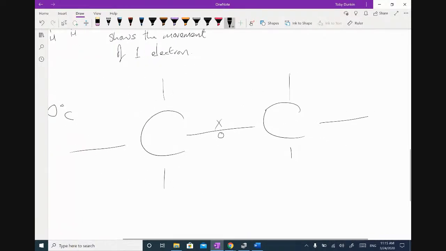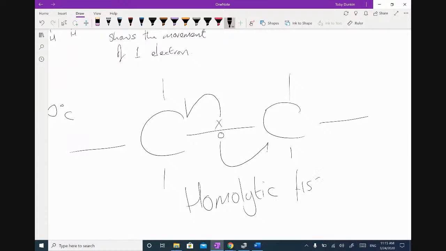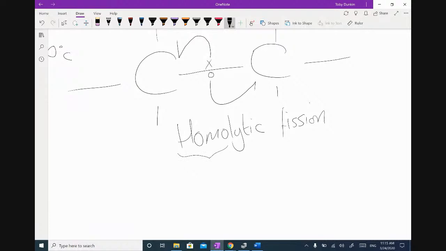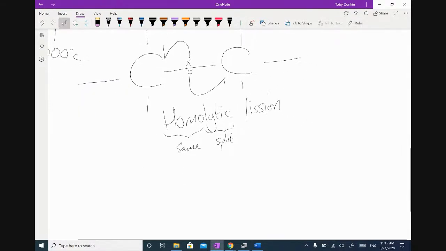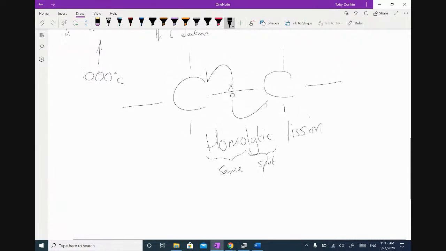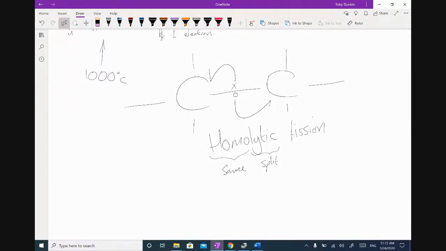And what's happening is, when this is split, it's being split homolytically. This is called homolytic fission. The word homo means same, we know this. The word lytic means to split. So this is the same splitting, meaning the same splitting products. And the word fission means to split in half as well. That comes from physics, homolytic fission.